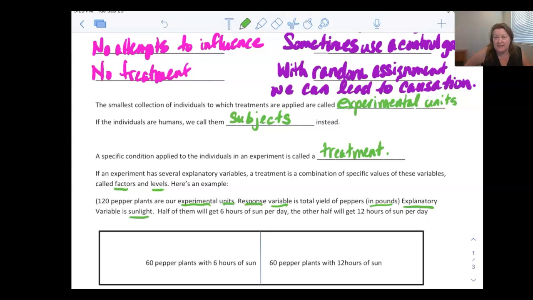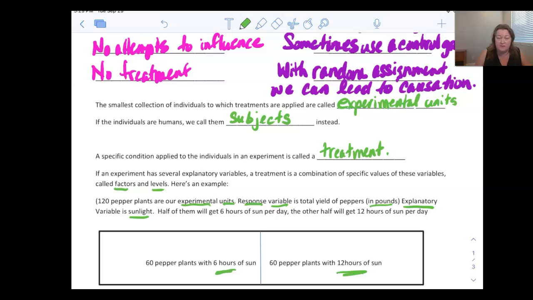Okay, so half of them are going to get 6 hours of sun, the other half are going to get 12 hours of sun. So I drew a little bit of a diagram, right? So here's my plot of where I'm going to put 60 pepper plants, and they're going to get 6 hours of sun, and the ones over here are going to get 12 hours of sun. So our treatments are the amount of sun that we're giving to these plants. So we have two treatments. Either they're getting 6 hours or they're getting 12 hours.